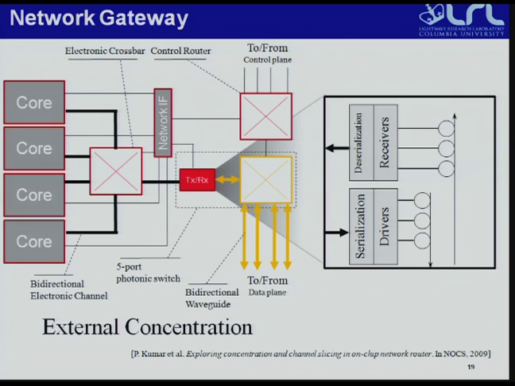So what a core would do is make a request to the network interface to send data across the chip. The network interface would use the electronic control plane to set that path up, and it would come back eventually, and it would grant access through the optical transceivers and then out through the optical plane.